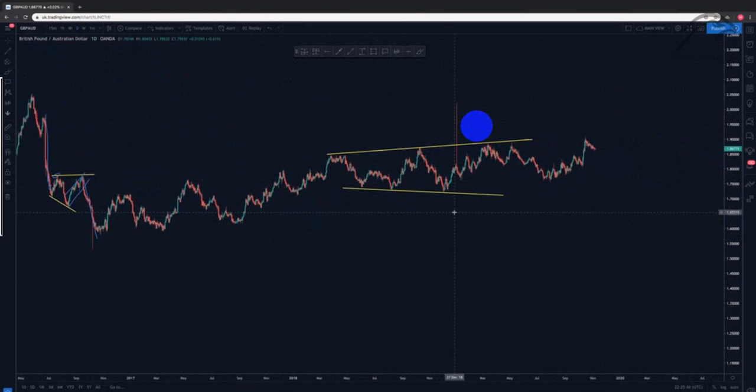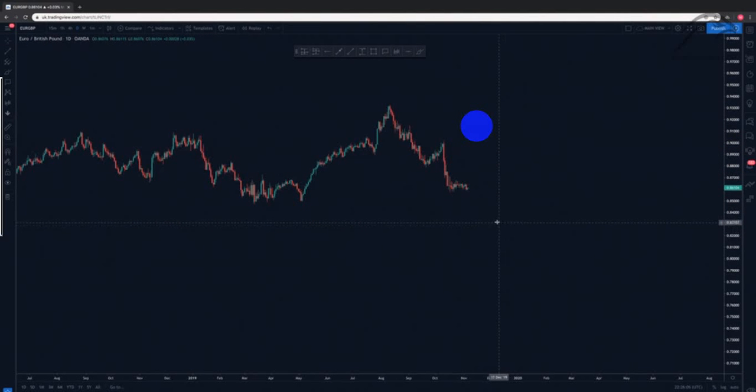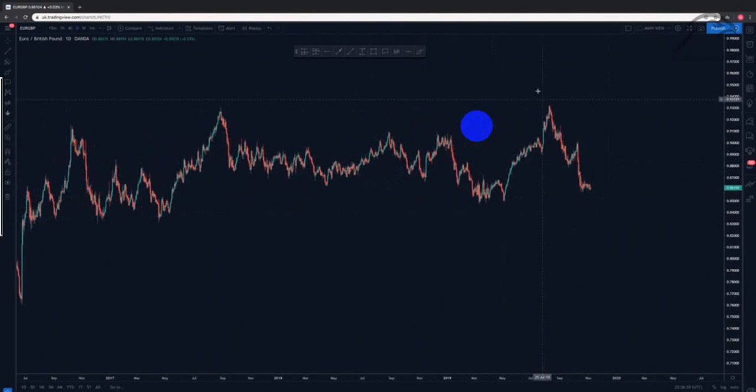Let's take a look at another example. So next up we have euro pound. Let's take a look at this in a little bit more detail. We were looking for euro pound to the downside after this bigger double top formation.